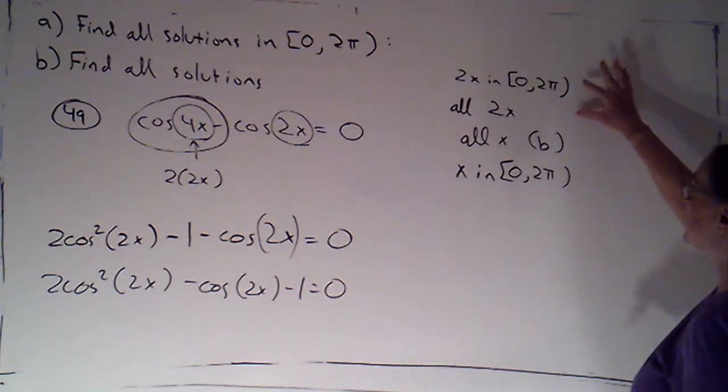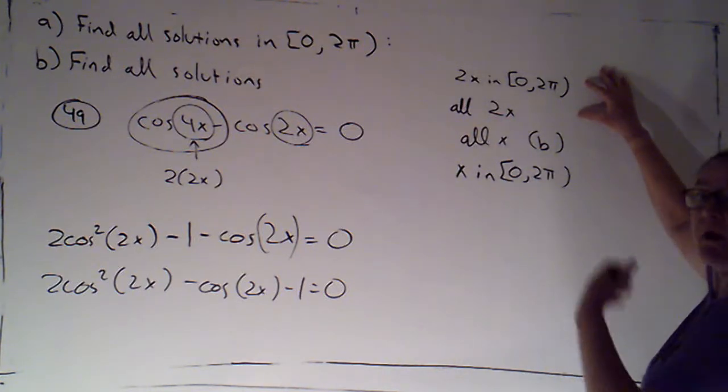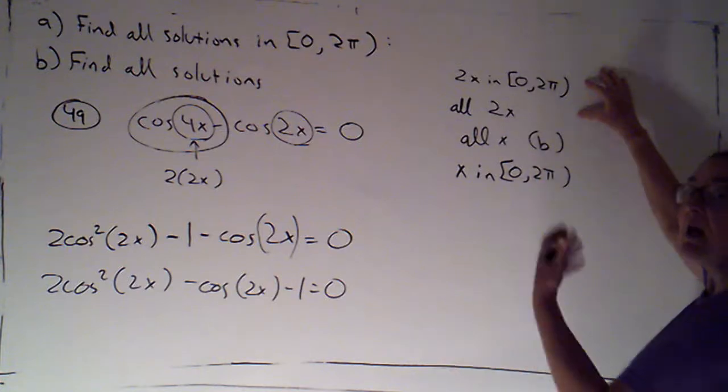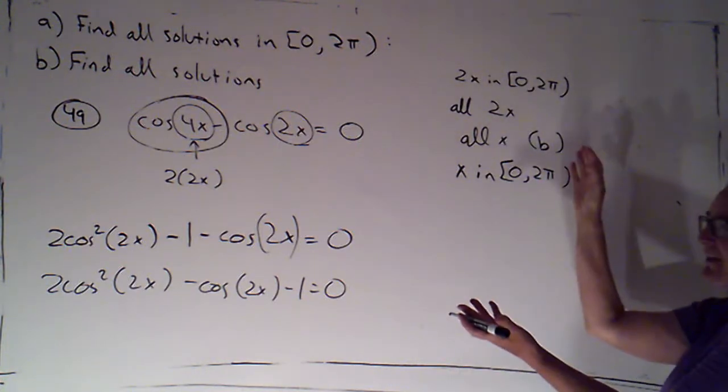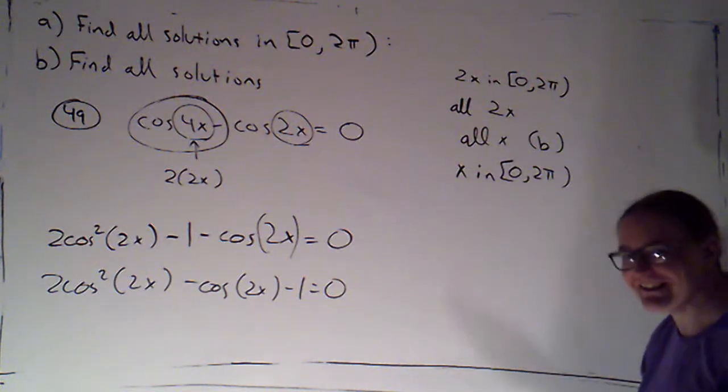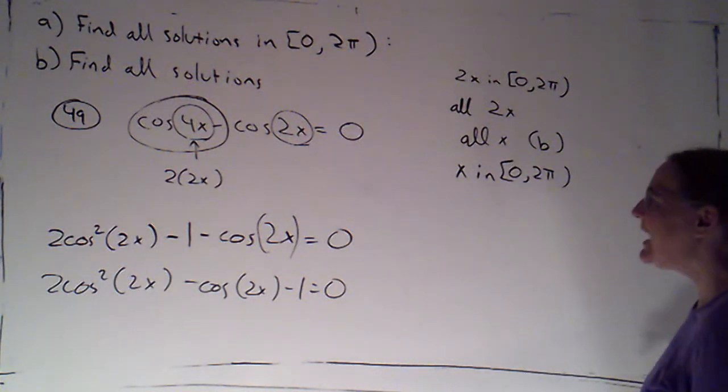Okay, so these two preliminary steps are where I'm going to be doing most of the work, but then I need to make sure that I actually answer the question. And the question, if it was solved this, was what can x be, not what can 2x be.